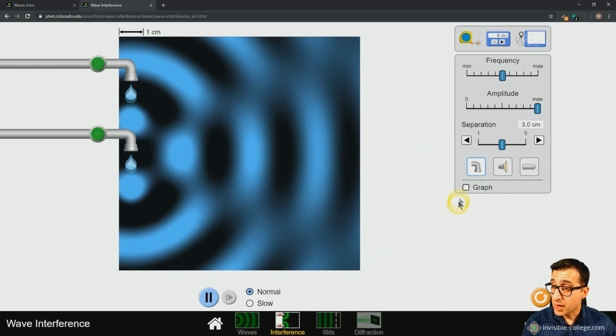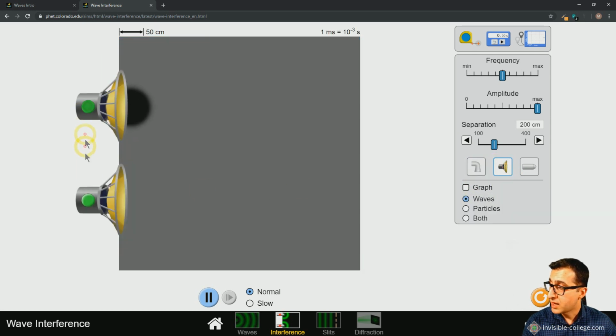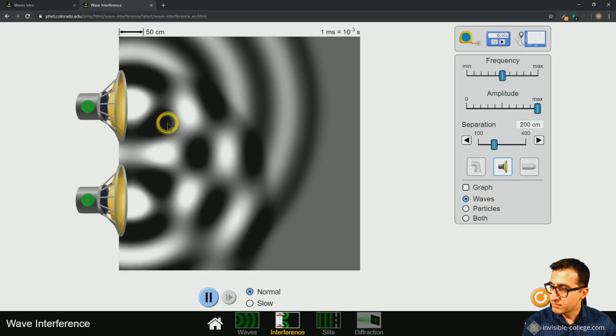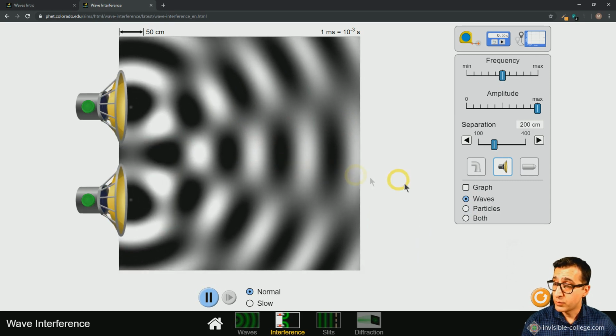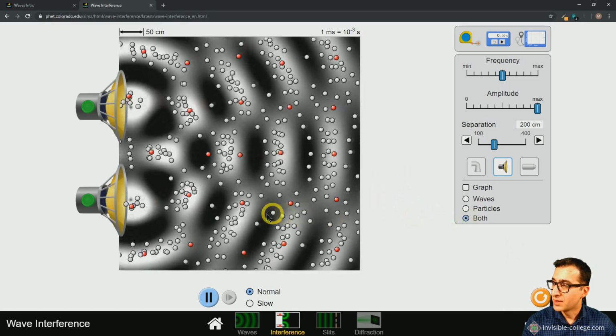Now, other types of wave will also show interference. So if we look at sound waves, for example, and we set these into vibration, and again, it's fairly clear when we represent them like this that sound waves also interfere with each other, but slightly less clear when we look at the particle diagram.